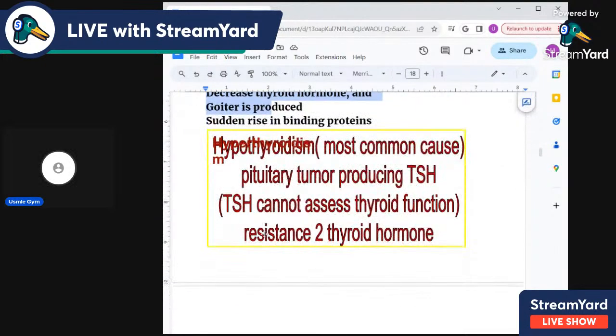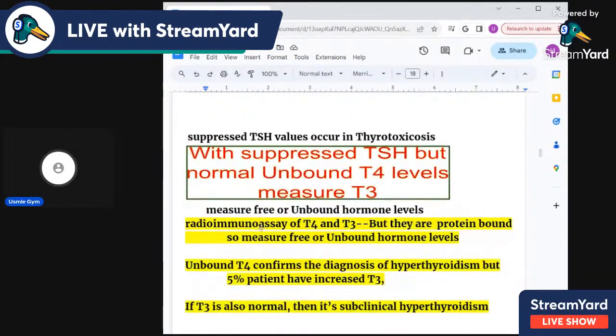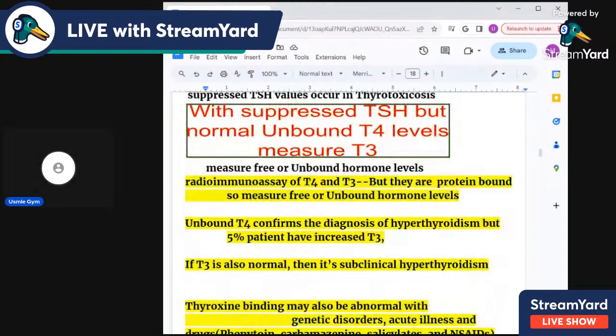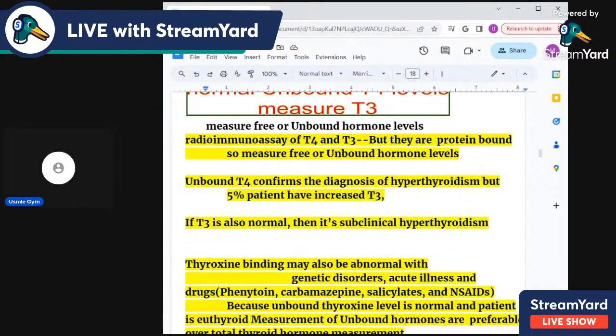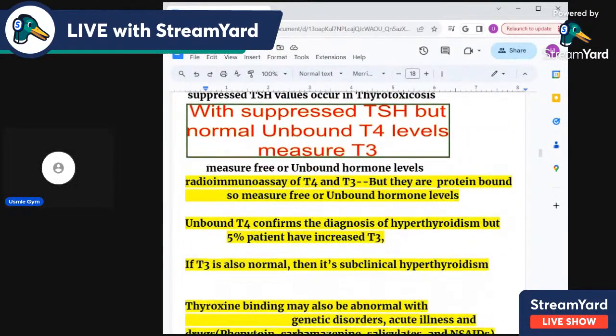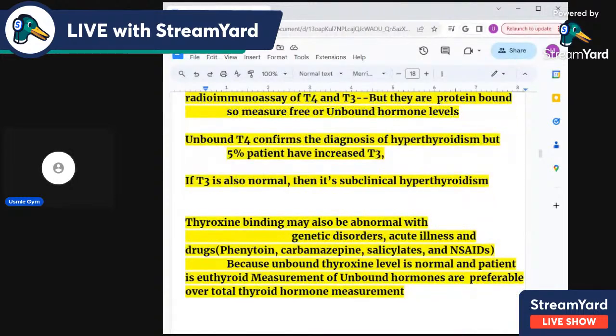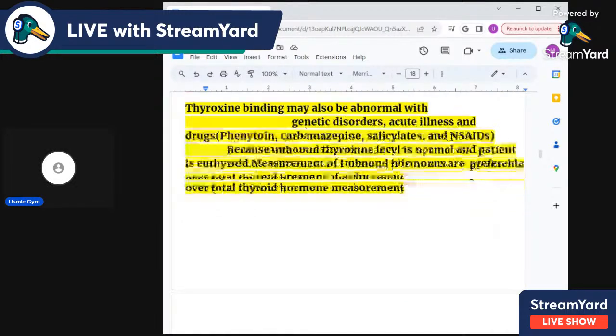Hyperthyroidism is most commonly caused by a pituitary adenoma producing TSH. Suppressed TSH levels occur in thyrotoxicosis. With suppressed TSH and normal unbound T4 levels, measure the T3. So when the TSH is suppressed, you need to measure T4 and T3, because in some patients the T3 is increased in hyperthyroidism. The T4 confirms the diagnosis of hyperthyroidism, but 5% of patients have increased T3, so you have to measure the T3 also.